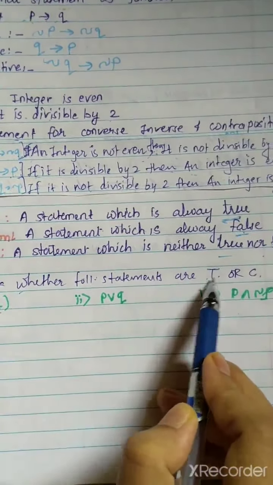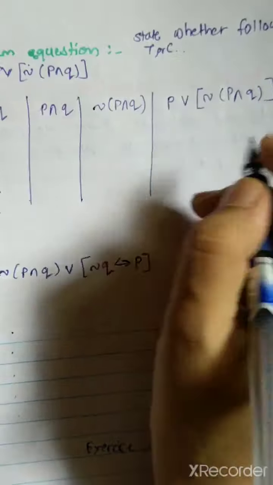So two values are there, P and Q. What we have to do here: in the inner bracket we have P and Q. So we'll take P and Q, and then we have to take the negation of that complete thing. So negation of P and Q, and then we have to OR it with P. P or negation of P and Q. So this is our last column.